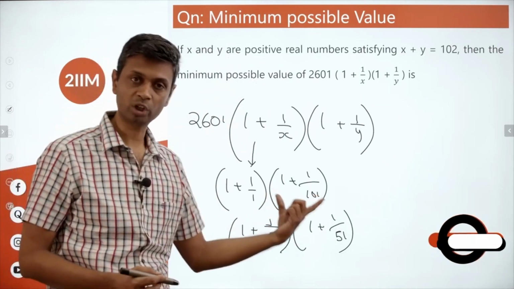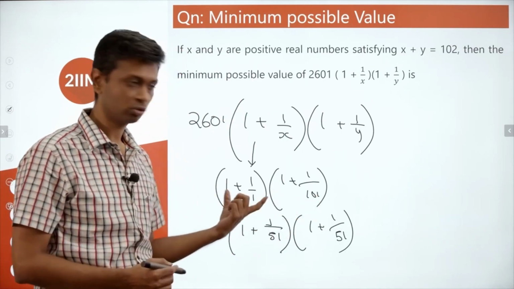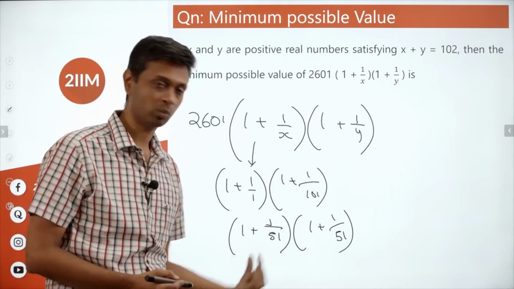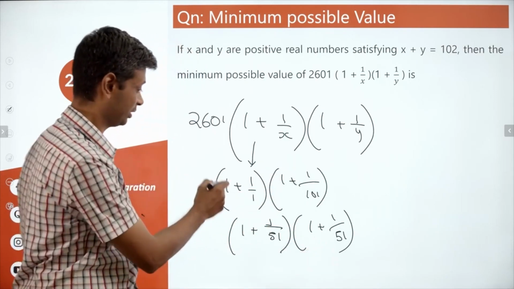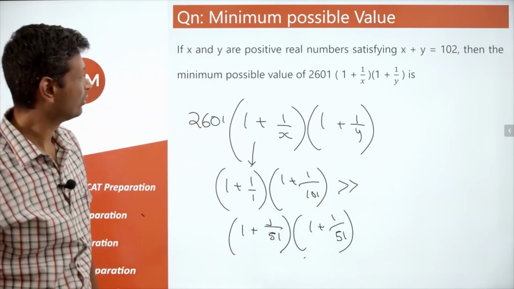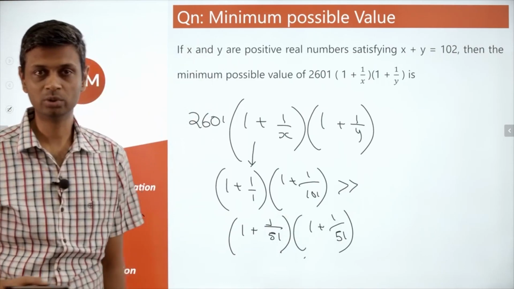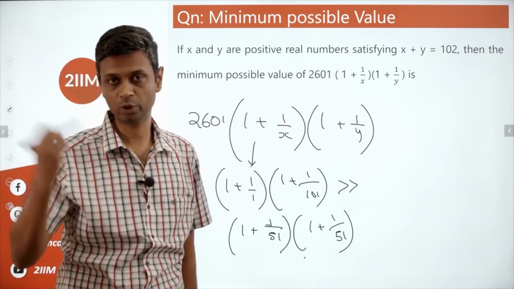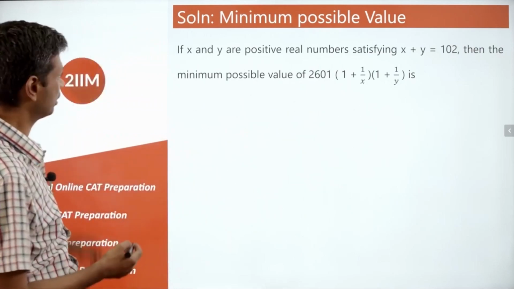This is barely more than 1, but this is 2. It's 2 into 1 point something. Both of these are barely more than 1. And so this is going to be way greater than this. Or we want to find the minimum possible value. The way to go about it, plonk x as 51, y as 51, both equal, we are good to go. How do we do that? Let's look at that. Put x as 51.